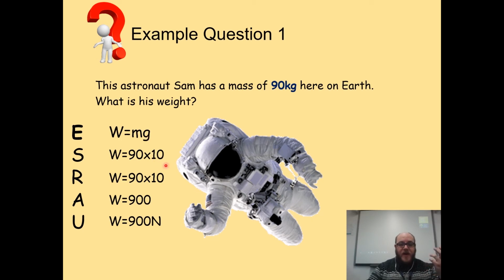Do we need to rearrange it? No, because the subject of the equation is the unknown weight. So then we work out the answer. 90 times 10 is 900. Put the units on, its weight is a force, therefore it's 900 newtons.